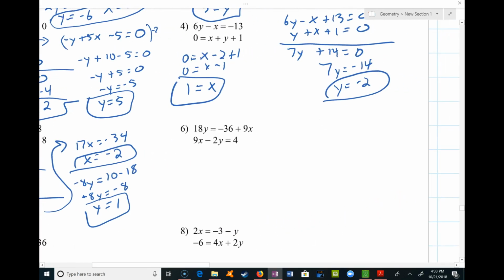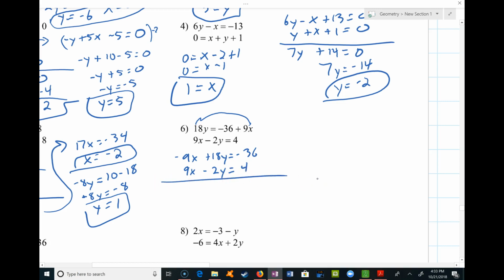Alrighty, moving along here. I think I just moved the 9x over, so I'm going to have, let's see, negative 9x plus 18y is equal to negative 36, because I just added negative 9x to both sides, right? And then this one here is going to be 9x minus 2y is equal to 4. And look at that. They worked out nicely.